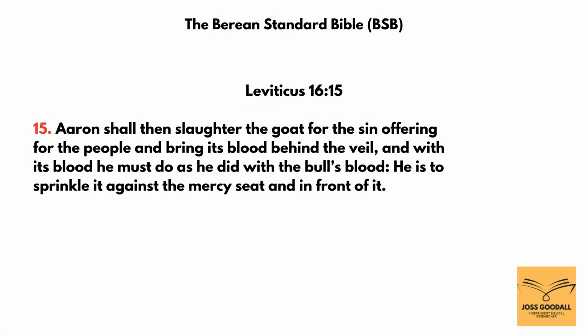Let's just think about that. One is sacrificed to the Lord, and the other, the scapegoat, is sent into the wilderness alive. So let's scroll down to verse 15. Aaron shall then slaughter the goat for the sin offering for the people and bring its blood behind the veil, that's into the most holy. With its blood he must do as he did with the bull's blood and sprinkle it against the mercy seat and in front of it. This is the goat that's been sacrificed for the people.